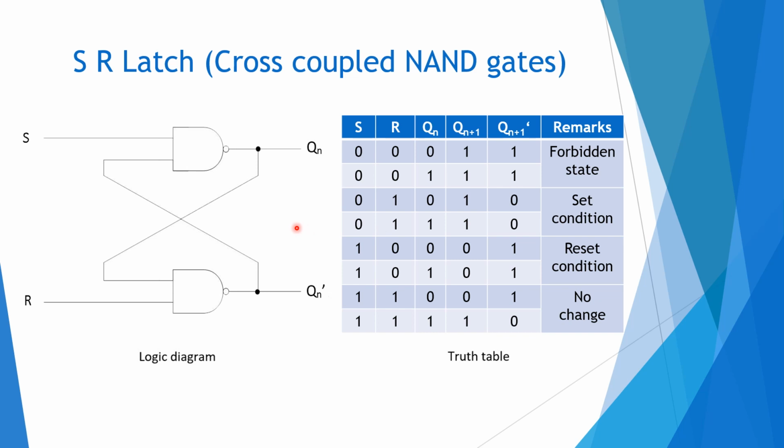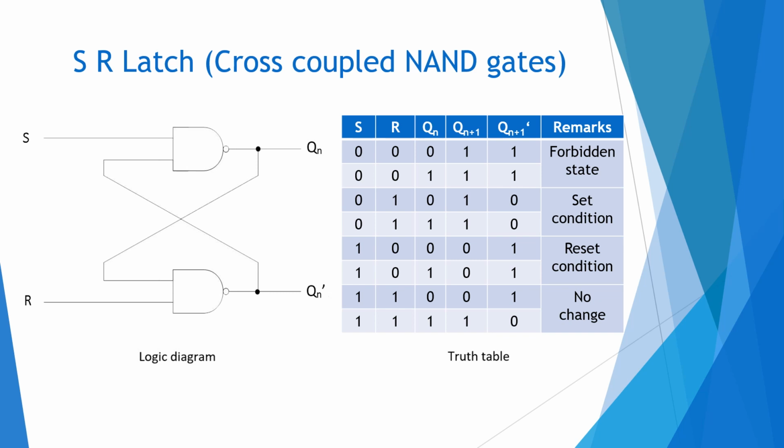So let us now see an SR latch, a basic latch which stores 1 bit of information, but there are some disadvantages in the circuit which you will be seeing here. S is called set and R is called reset, and this is the QN. This is the output of the circuit. This is the complement of the output, that is QN complement.